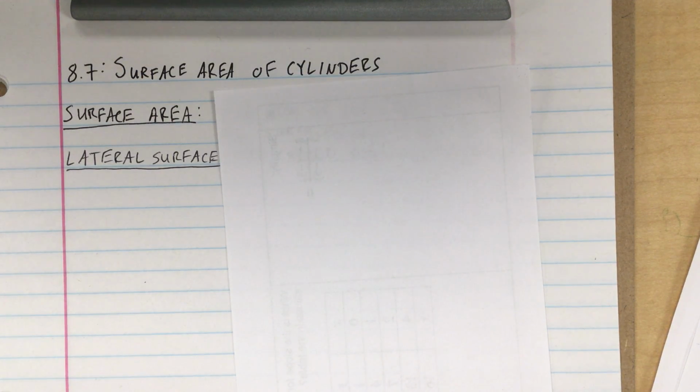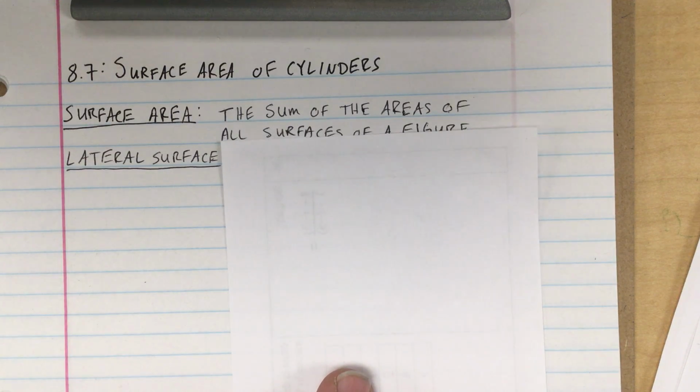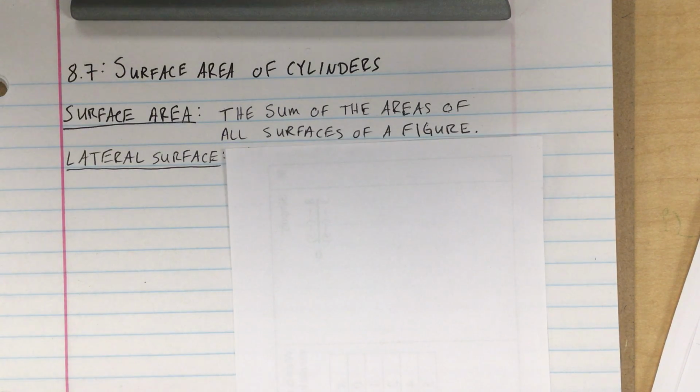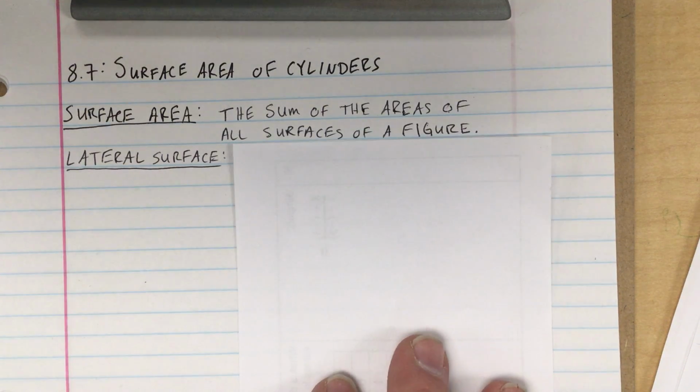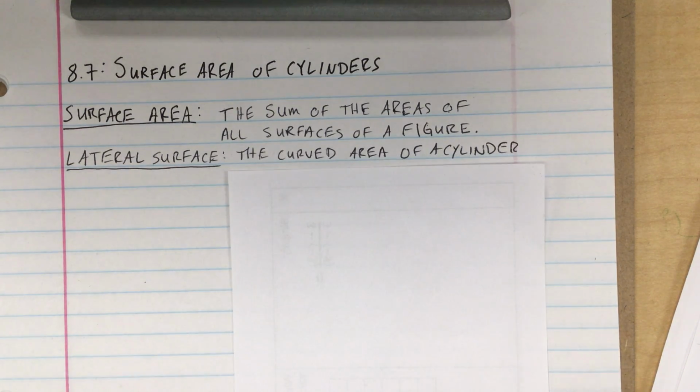And so, just a couple definitions. First of all, we have the surface area, and we define that as the sum of the areas of all surfaces of a figure. If you think about a cube, there's 6 sides of a cube. You would add all 6 of those sides up, and the nice thing about a cube is they're all the same. Then you have the lateral surface, okay? And that's the curved area of a cylinder.